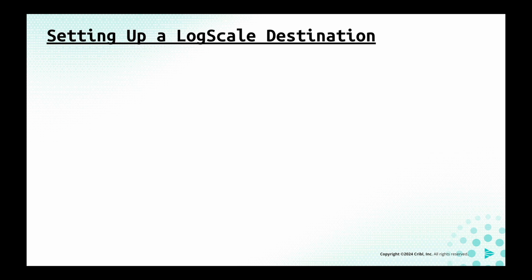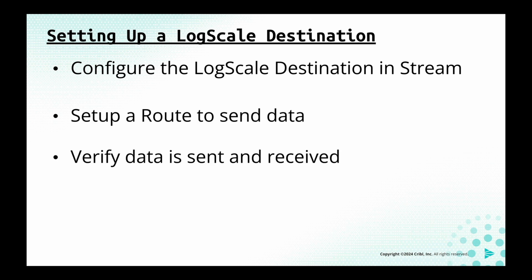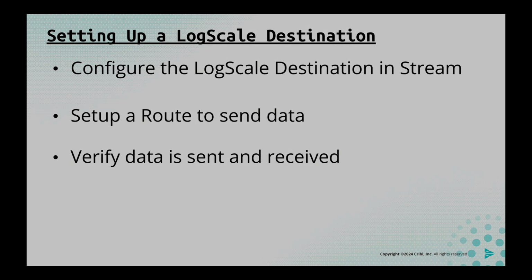Let's get started. In this video, we'll be performing these steps. First, we'll set up the LogScale destination in Stream. We're using LogScale Cloud in this example. Next, once the destination is configured, we'll configure a route to send source data from Stream to this destination. And last, we'll confirm the data is making it to LogScale as we expect.